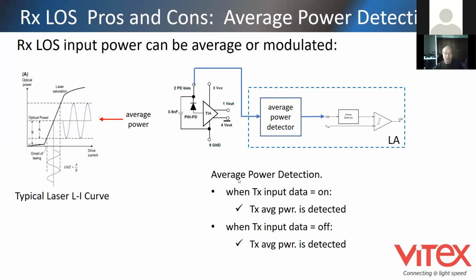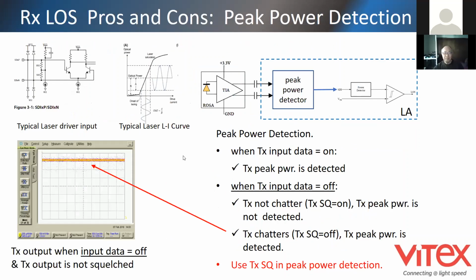So keep in mind that there is a signal coming in, and there is a threshold that you set as the LOS level. To conclude on this scheme, for average power detection, when the transmitter input data is on, the transmitter average power is detected by the receiver. When the transmitter input data is off, the transmitter average power is also detected. There's no difference, right? Simply due to its AC coupling. Now, what I want to focus a little bit more on is the next slide, which shows you the peak power detection.